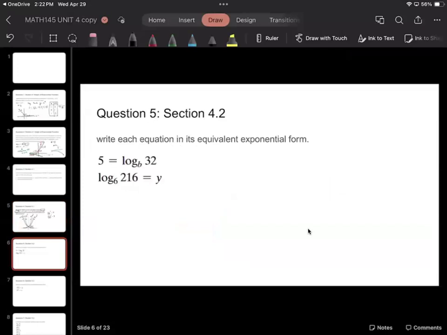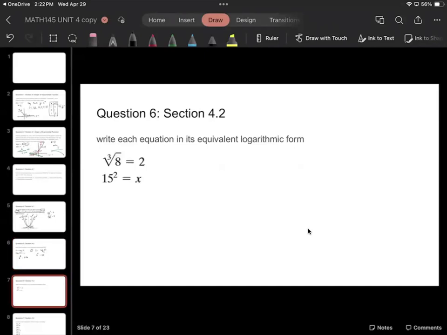Okay, next one. Write each equation in its equivalent exponential form. So I can rewrite 5 equals log 32 to base b as b to the power of 5 is 32. This one can be written as 6 to the power of y is 216. Okay, so the exponent and the logarithm have the same base, and this answer becomes the exponent.